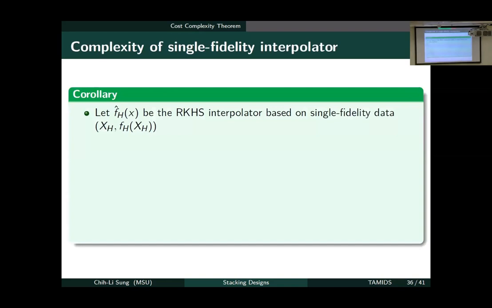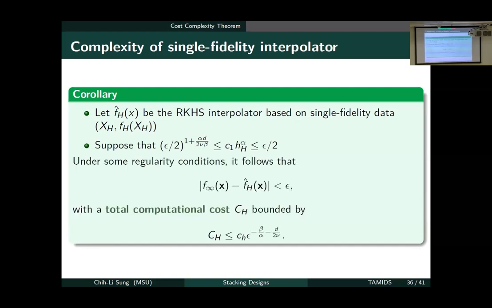Okay, so let me move on to this. I think to answer your question, we have this single fidelity RKHS interpolator, which is based on just single fidelity simulation. I'm using this F_H to denote a certain fidelity simulation. So I'm using one set of the data. I'm not using multi-fidelity data. And suppose the mesh size for this high fidelity simulation satisfies this condition, we get this error bound with this total cost, with this rate, right?